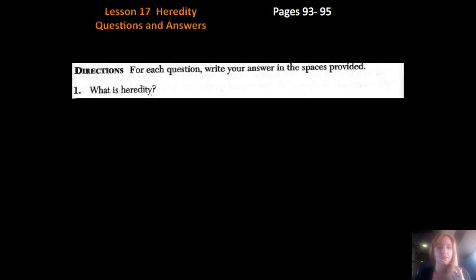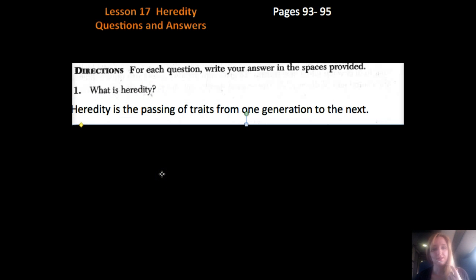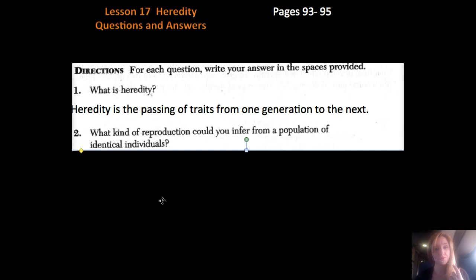All right, so directions. For each question, write your answers in spaces provided. What is heredity? Well, heredity is the passing of traits from one generation to the next. Number two, what kind of reproduction could you infer from a population of identical individuals? We know in sexual reproduction, like us, everybody's unique and different, and with things that are identical, it's usually asexual reproduction.